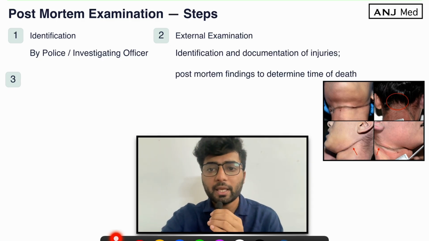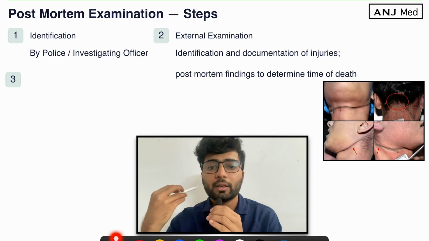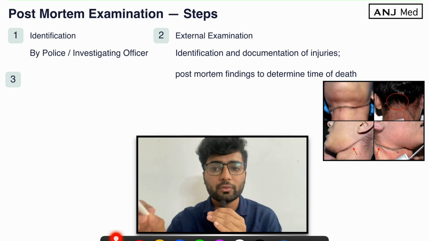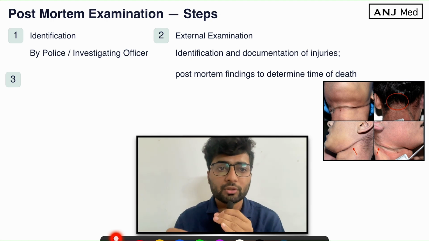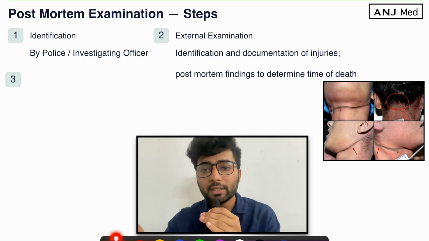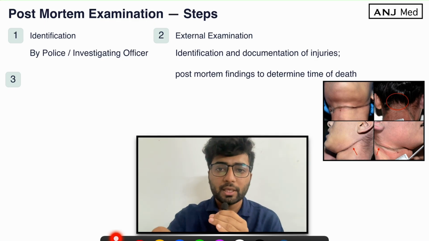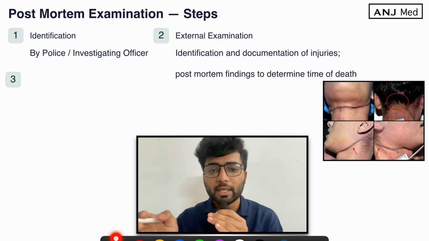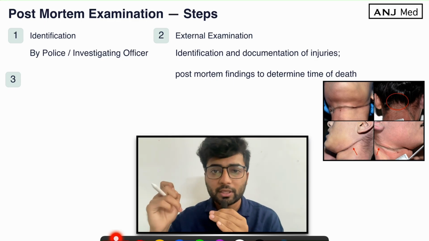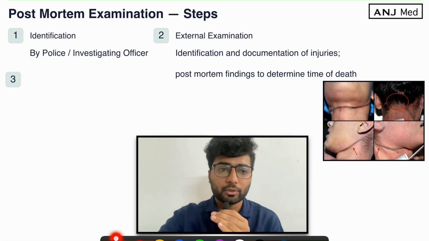Second is if any external injury marks are present. Let's say the person had done suicidal hanging, then there will be ligature or strangulation marks. So we need to document these injuries, and the police officer will identify and document them. Now whenever there is any abrasion or bruise, these injuries will tell you the time since death. The abrasion and bruise will change its color and we can know the time since death. So we need to identify injuries and determine the time since death if it's possible.